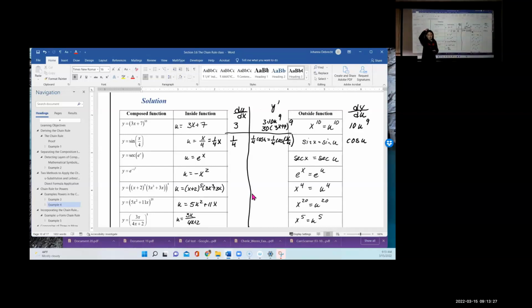All right, does everybody understand how I'm applying the rule? Okay, so we're taking the derivative of the outside function with respect to u, which is dy/du, and then we're taking the derivative of the inside function with respect to x, which is du/dx, and then we're multiplying the two together so that y prime is equal to dy/du times du/dx.